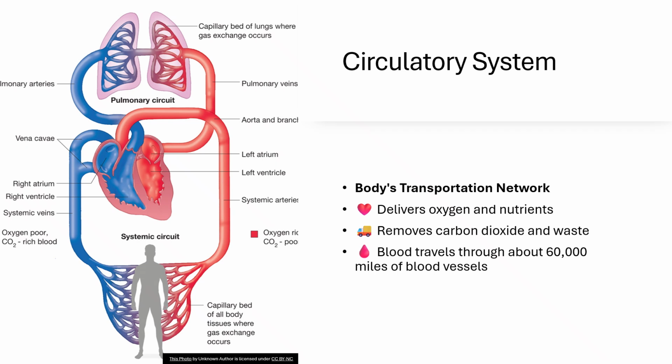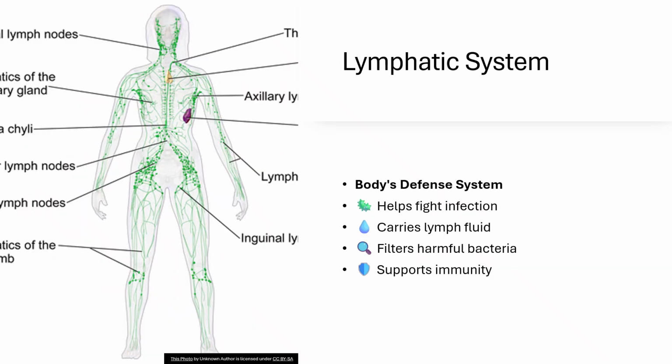The circulatory system is the body's transportation network. It delivers oxygen and nutrients to cells and removes waste products from the body. The lymphatic system works with the circulatory system. It carries lymph fluid and helps protect the body from infection and disease.